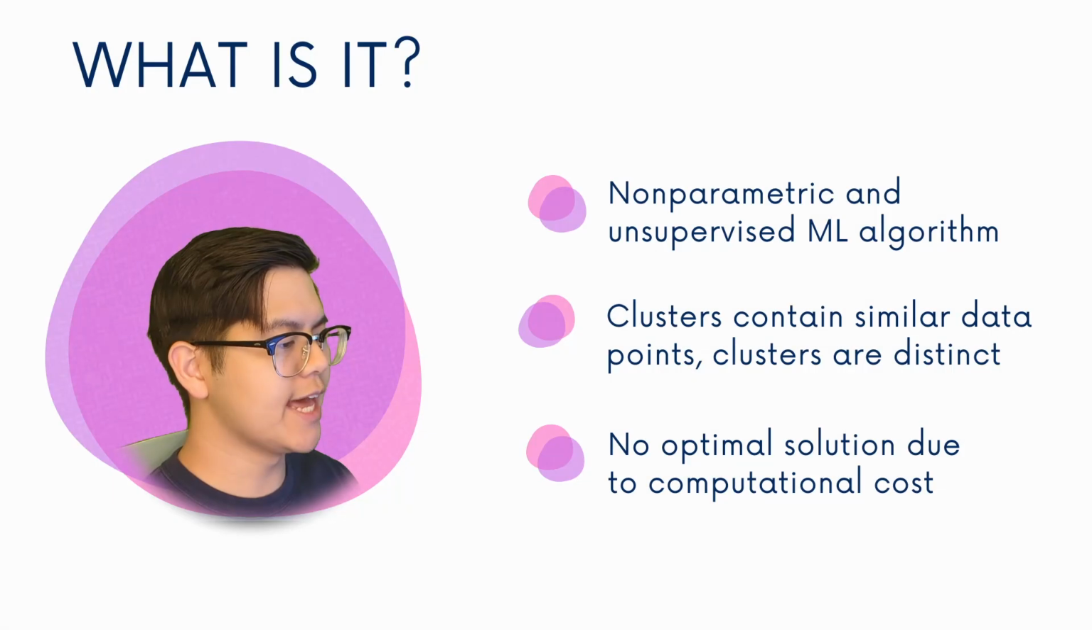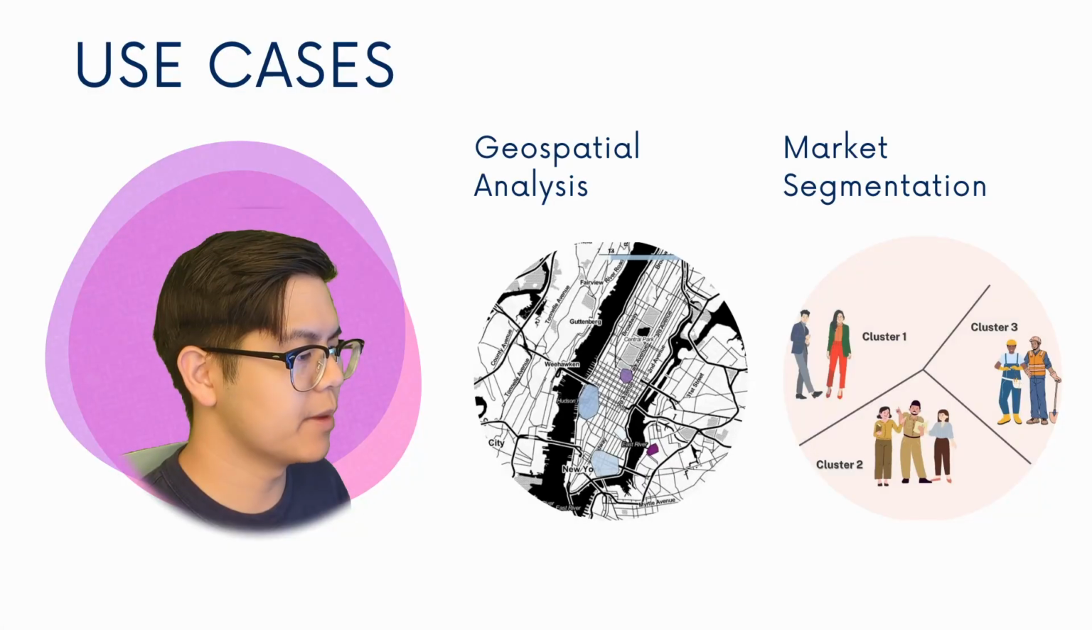Clustering refers to any non-parametric and unsupervised machine learning algorithm that forms clusters by grouping together data points that are similar to each other while ensuring that data points in separate clusters are distinct from one another. They are approximations and they do not guarantee optimal solutions due to computational infeasibility. However, they can still be useful despite this. Clustering can be used for many applications such as geospatial analysis and market segmentation.